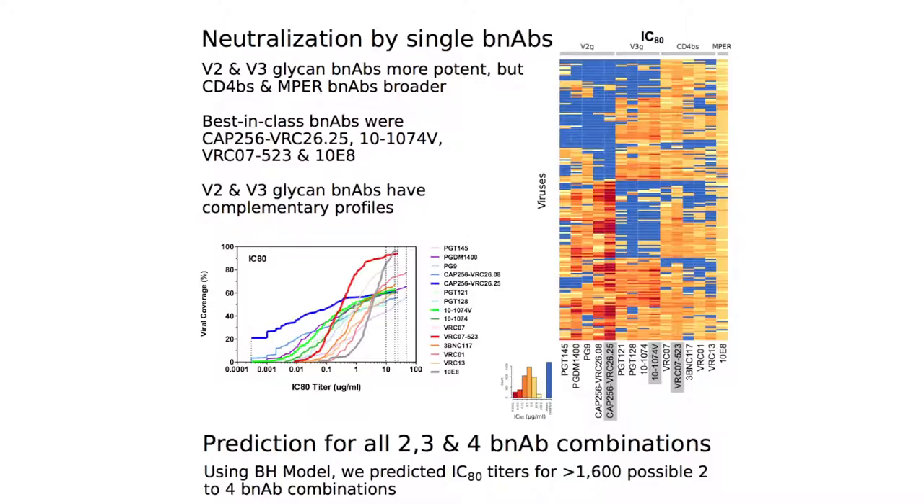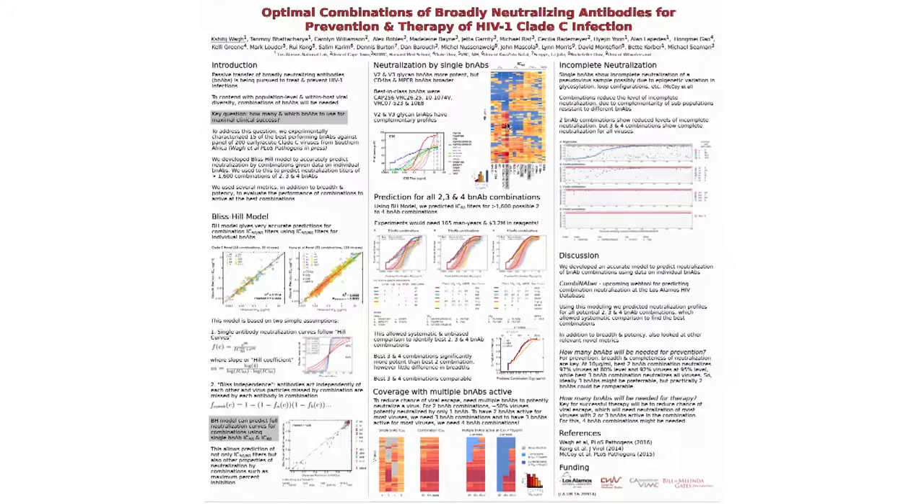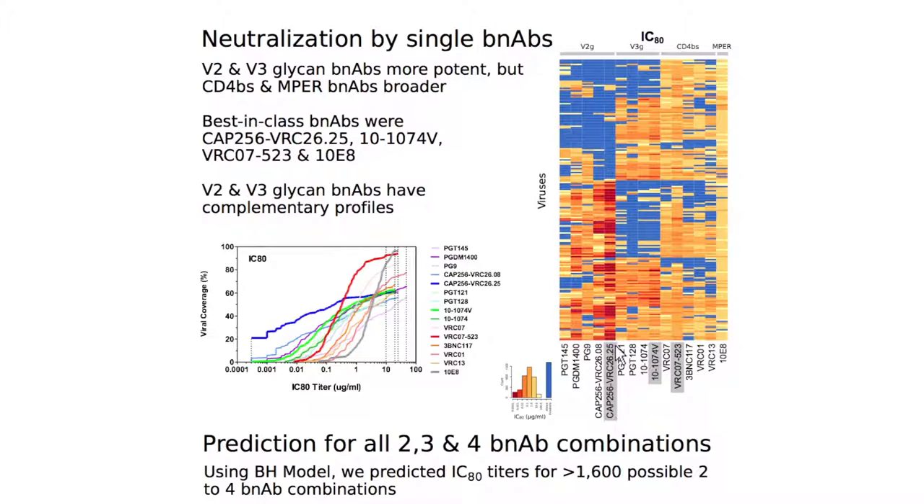However, this type of combination would cover most viruses with only one antibody active, which is something I will discuss later. The best-in-class antibodies are indicated by these gray boxes here. They were CAP256 VRC26.25 for V2 antibodies, 10-1074 for V3 antibodies, and VRC07-523LS for the CD4 binding site antibodies. 10E8 was the only MPER antibody that we had.